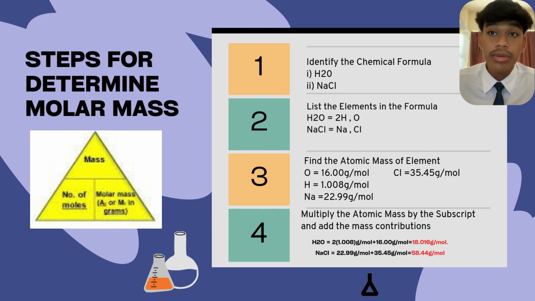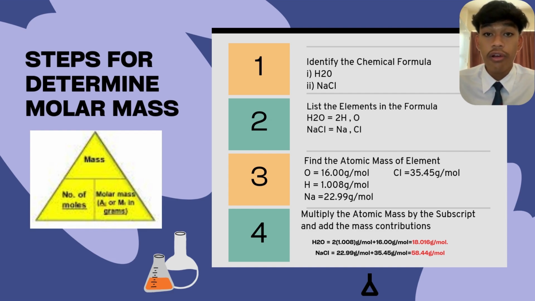So the third step is to find the atomic mass of each element. Refer to the atomic mass table. As I refer to the atomic mass table, I got the value of all the elements, which is O equal to 16.00 gram per mole, H equal to 1.008 gram per mole, Na equal to 22.99 gram per mole, and Cl equal to 35.45 gram per mole.